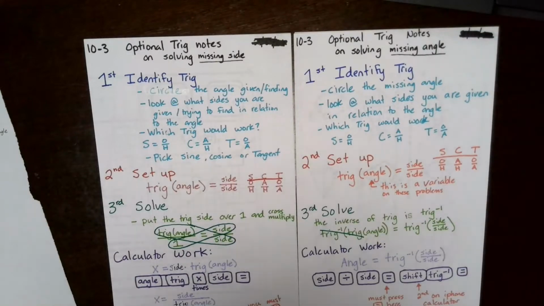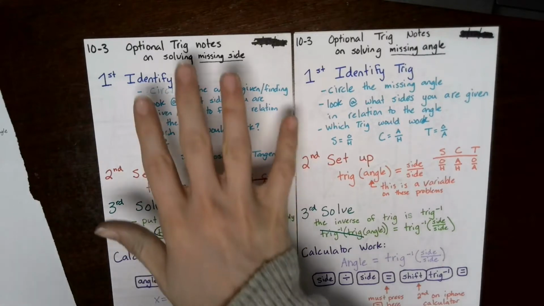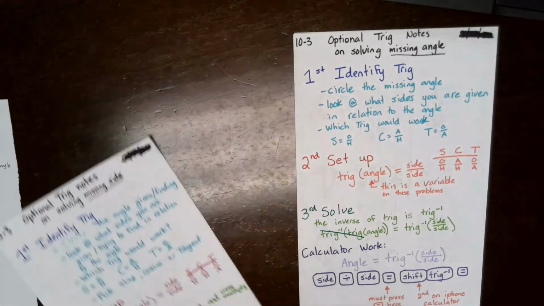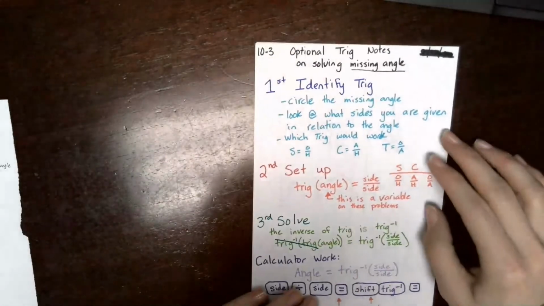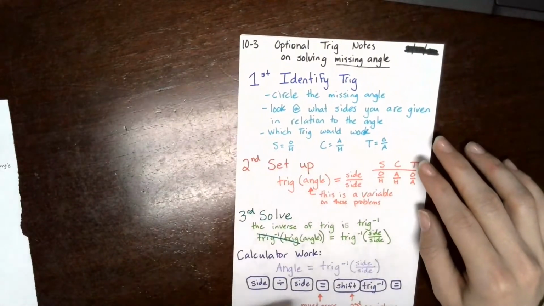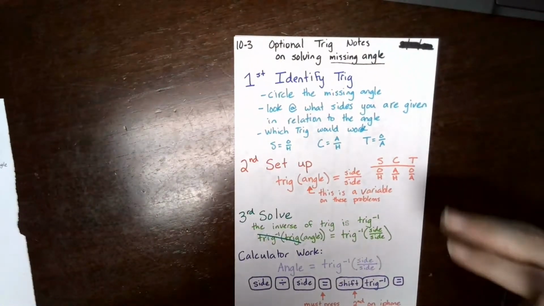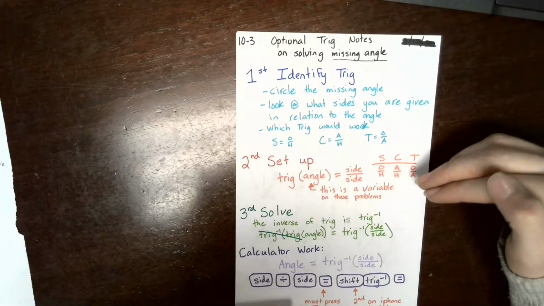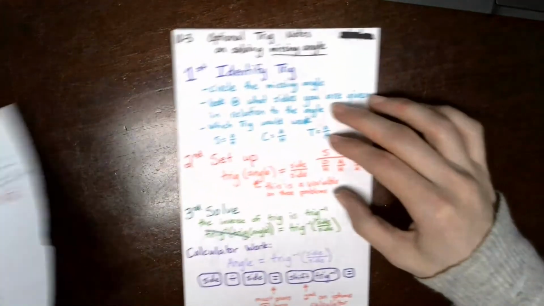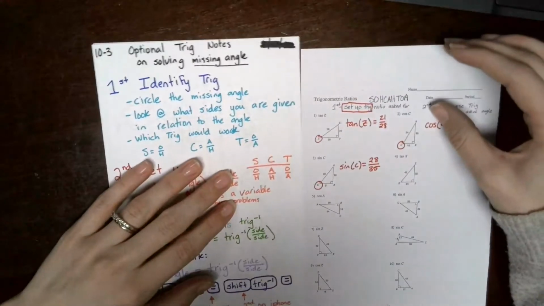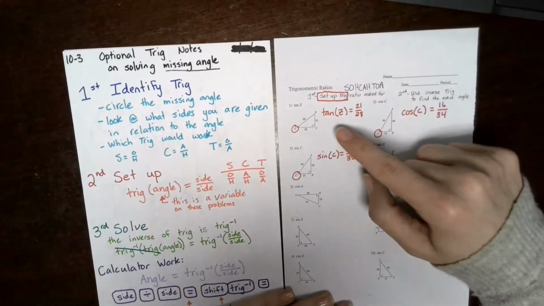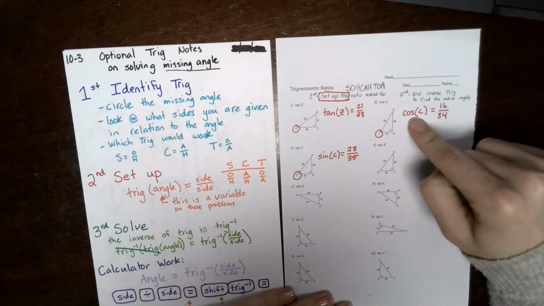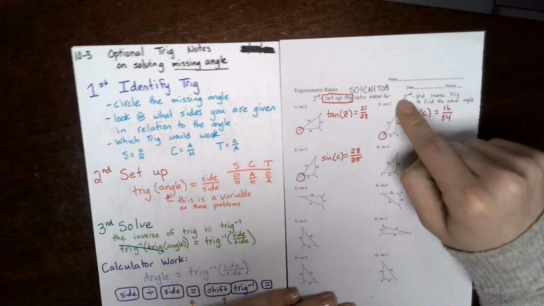Okay, so for 10-3 part 2, we did the missing side in the first video. Now I'm going to be talking about missing angle. Now for missing angle, the first few steps are very similar to missing side. And I'm actually going to use the worksheet you did on day 1 or part 1, where we set up the different proportions here. We're going to do the second part of that, okay?